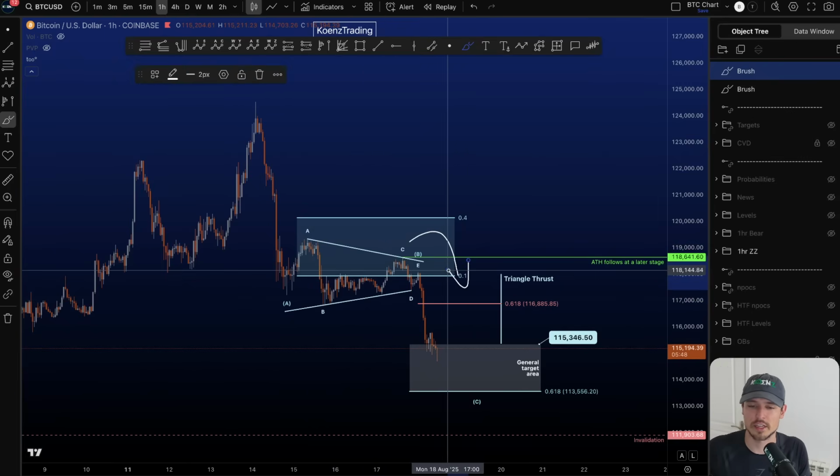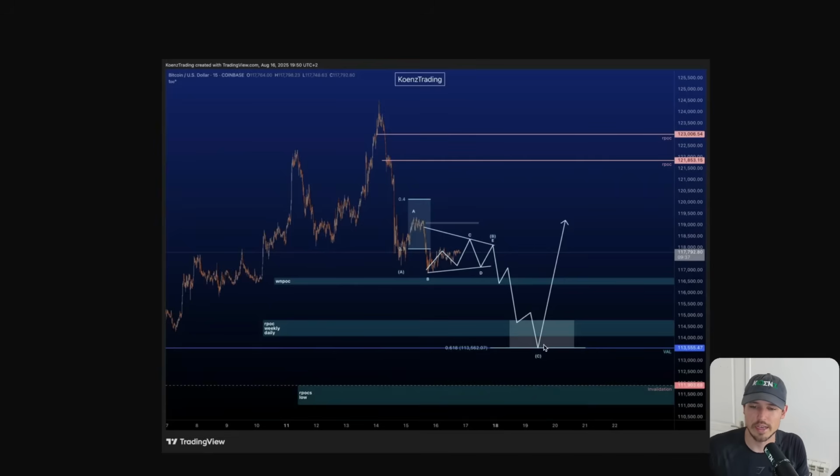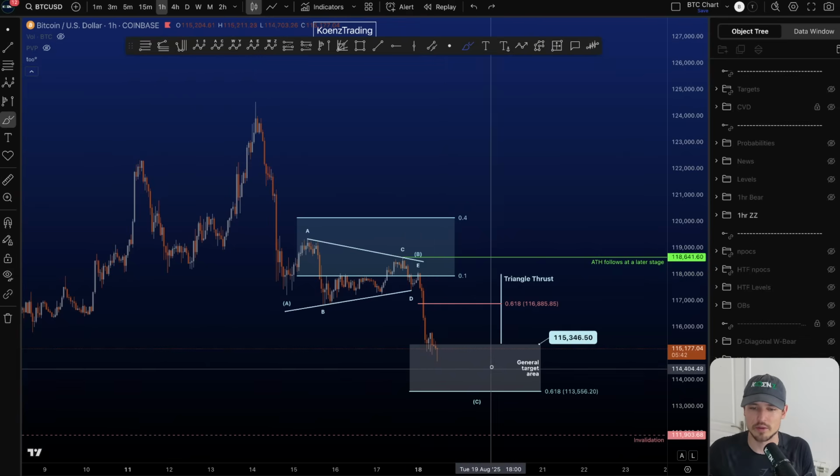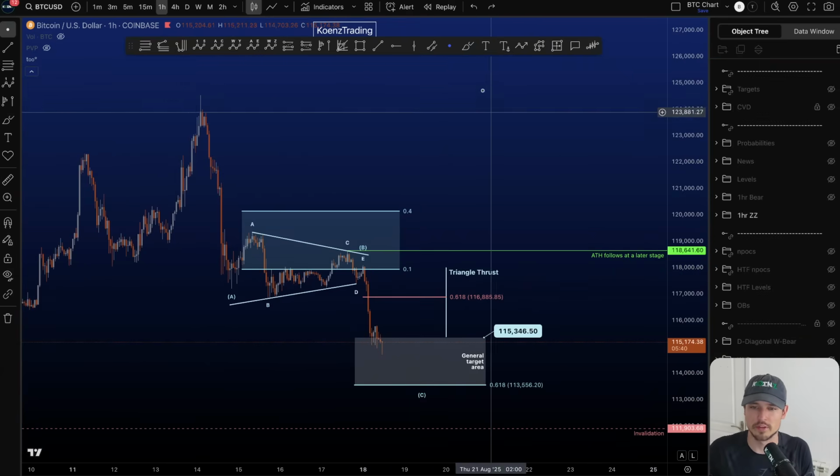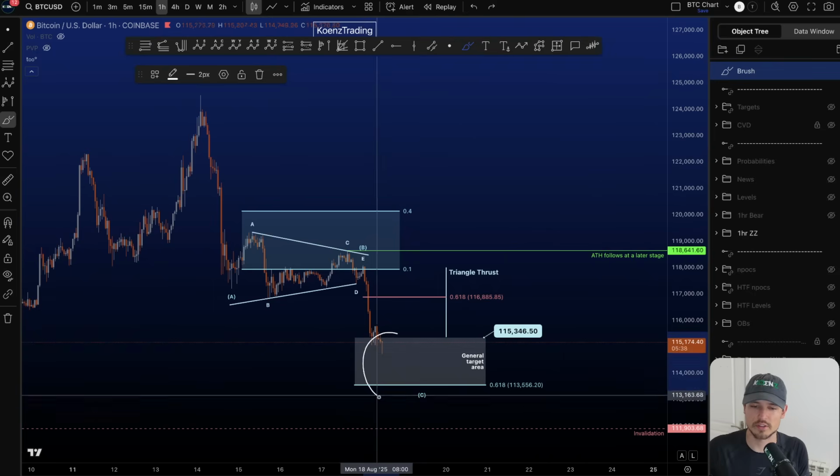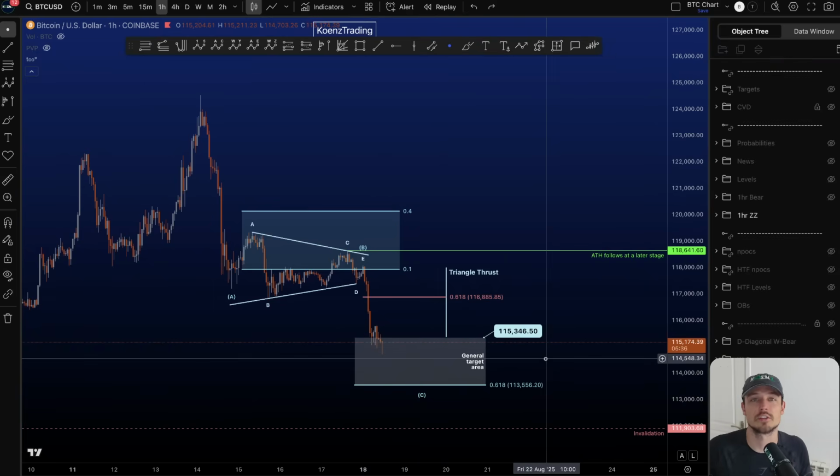So even in a bullish case, I was looking for another drop to the downside into the 114, 113K area, which is where price is at the moment. Which means that for the bulls, this is an area of interest, and looking for signs of strength is interesting, but that of course depends on your personal trading plan.